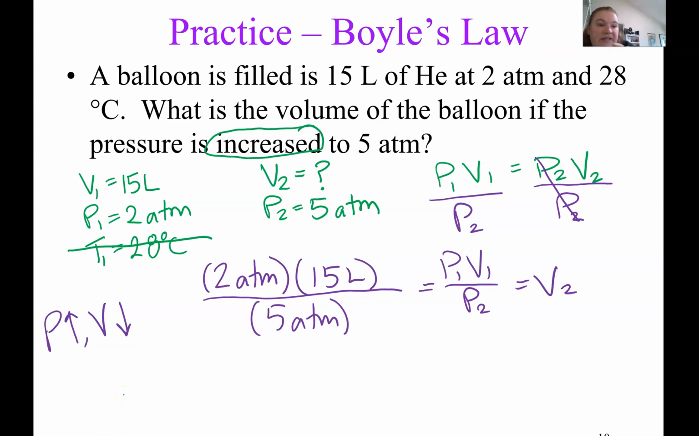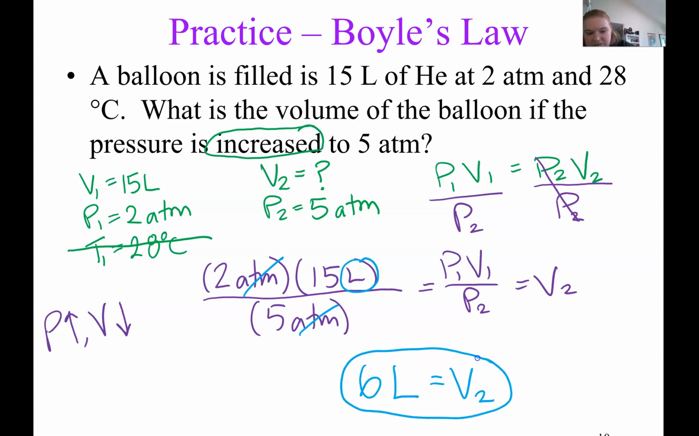And then we also want to check our units as we're doing this. So here's why it doesn't matter what the units are as long as they're the same. Both of those atmospheres are canceling each other out, and we're left with liters. So I put this in my calculator. I have 2 times 15 divided by 5, and I get 6 liters. So the balloon went from 15 liters to 6 liters. So the change makes sense, the units make sense, and it all fit with our Boyle's law equation.